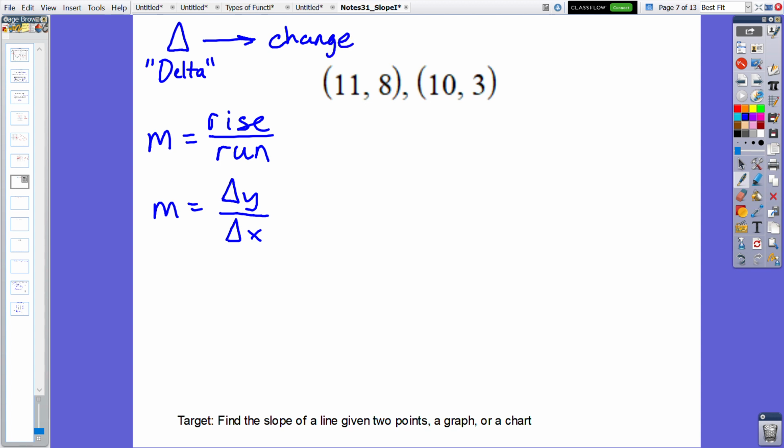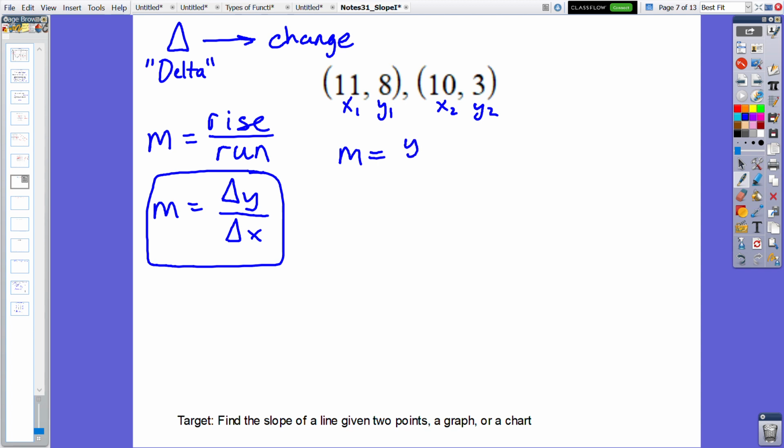Okay? And because we have two ordered pairs here, we're going to label the first point as x1 and y1, and then we're going to label the second point as x2 and y2. We're going to use this formula to represent our change. So we're going to rewrite our slope formula as m equals y2 minus y1 divided by x2 minus x1, because when we talk about a change, we always want to find the difference between our values. That represents how far we're going up and down, left and right.